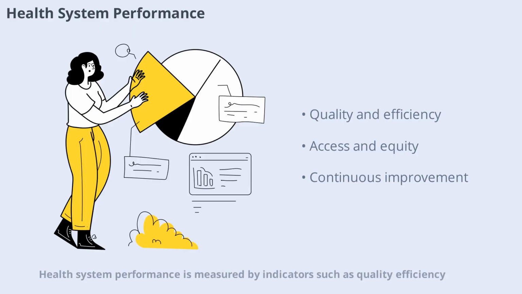Health system performance is measured by indicators such as quality, efficiency, access, and equity. Health economics uses these metrics to evaluate how well resources are being used. Continuous monitoring and improvement help ensure that healthcare systems deliver the best possible outcomes. Performance measurement supports accountability and guides future resource allocation decisions.